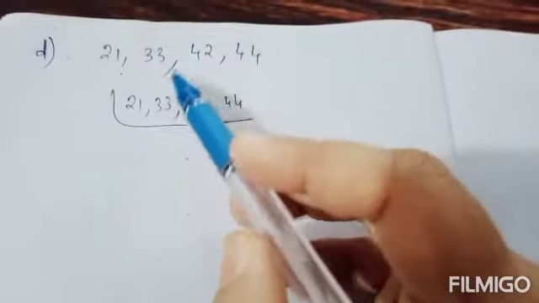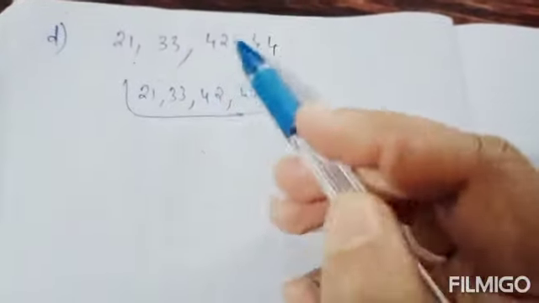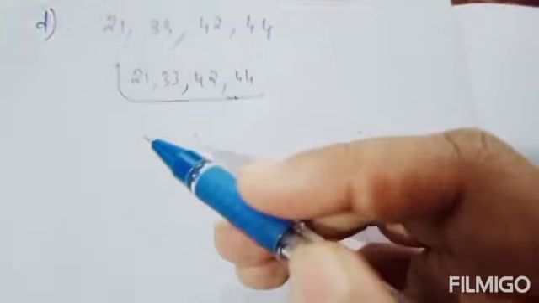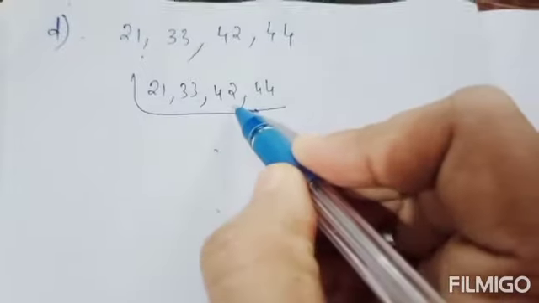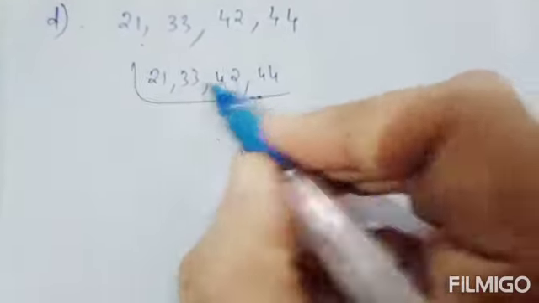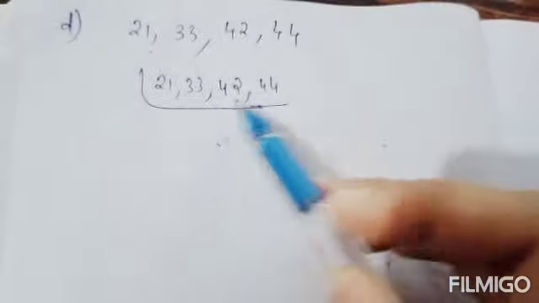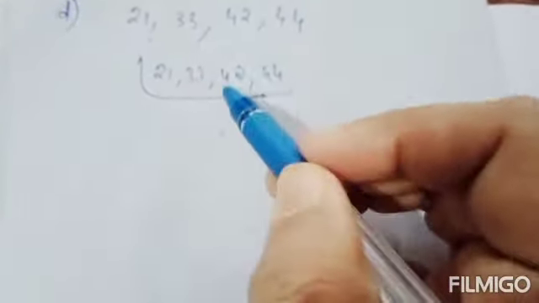D: 21, 33, 42, 44. You need to find the LCM of these numbers. So do the prime factorization of these numbers together. 21, 33, 42, these three are divisible by 3. You can't find a number with which all four numbers are divisible. There is no common factor for all these numbers. So 21, 33, 42, these three are divisible by 3, so you can divide by 3.